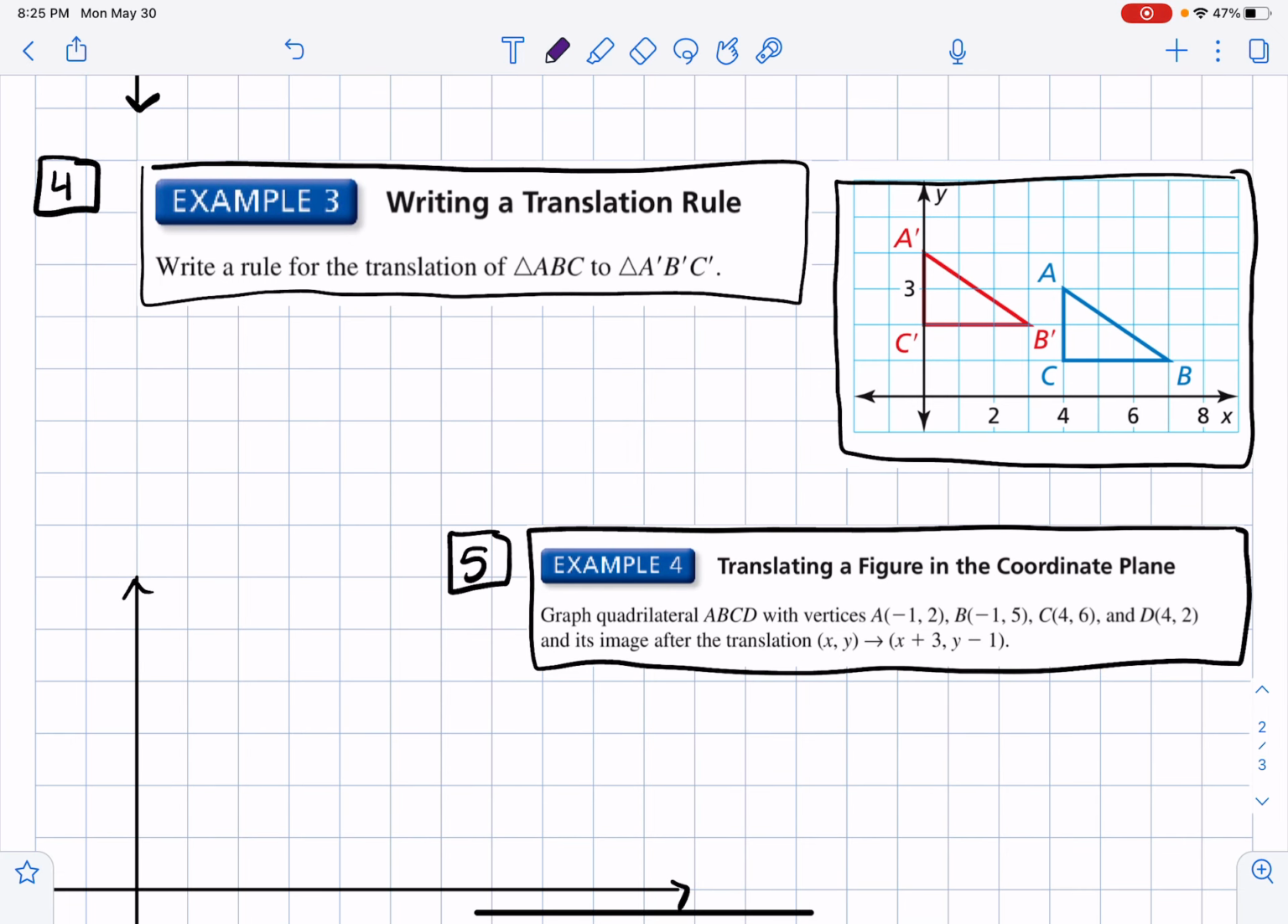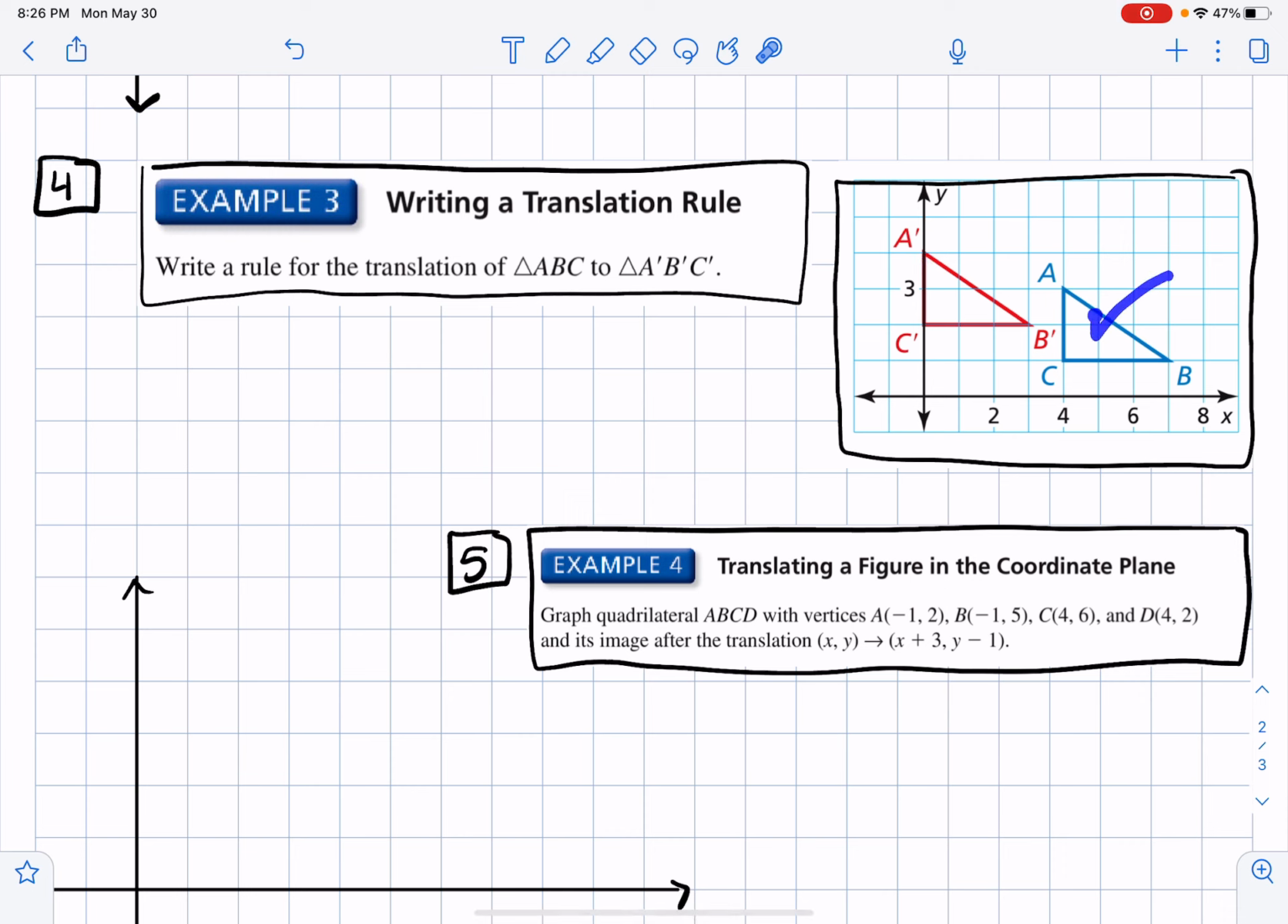Okay, box number 4. You can kind of see 4 and 5 together here, but box number 4 is writing a translation rule. So now what they want you to do is kind of go one step further and say, okay, we gave you this original triangle, which is in yellow, and now, or sorry, other way around. Let me try that again. We gave you this original triangle, and it ended up in this spot over here.